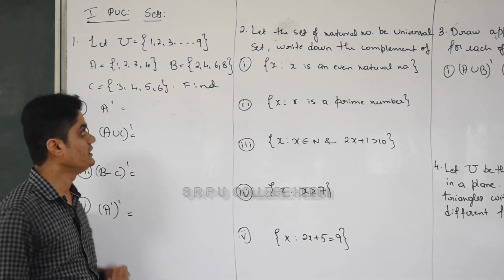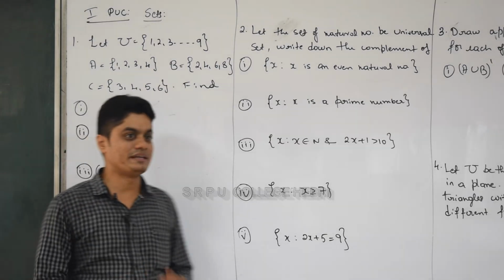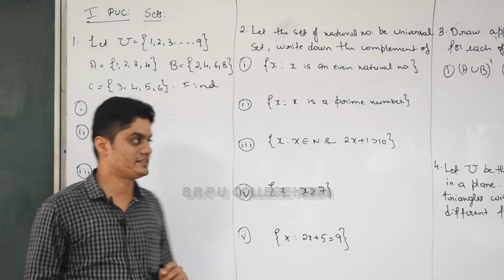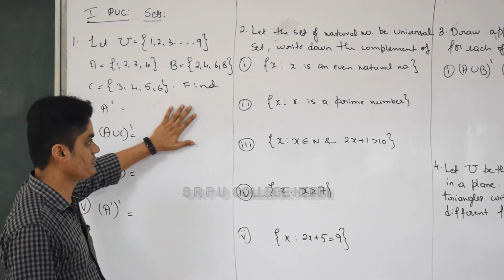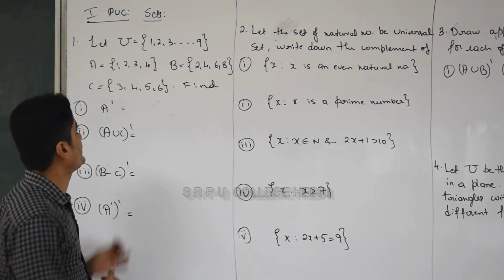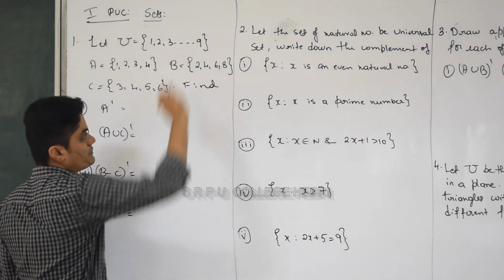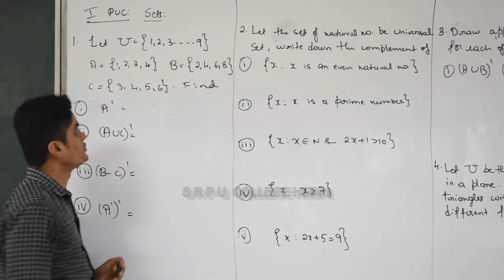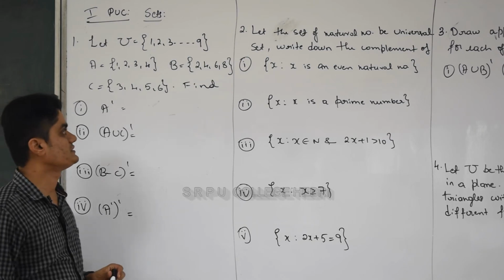I hope everyone is fine. In the last class we learned the basic operations on sets: union, intersection, difference as well as complements. Today we are going to solve problems based on complements. First problem: let U be 1 to 9, that is 1, 2, 3, 4, 5, 6, 7, 8, 9. A is 1, 2, 3, 4, B is 2, 4, 6, 8, C is 3, 4, 5, 6.